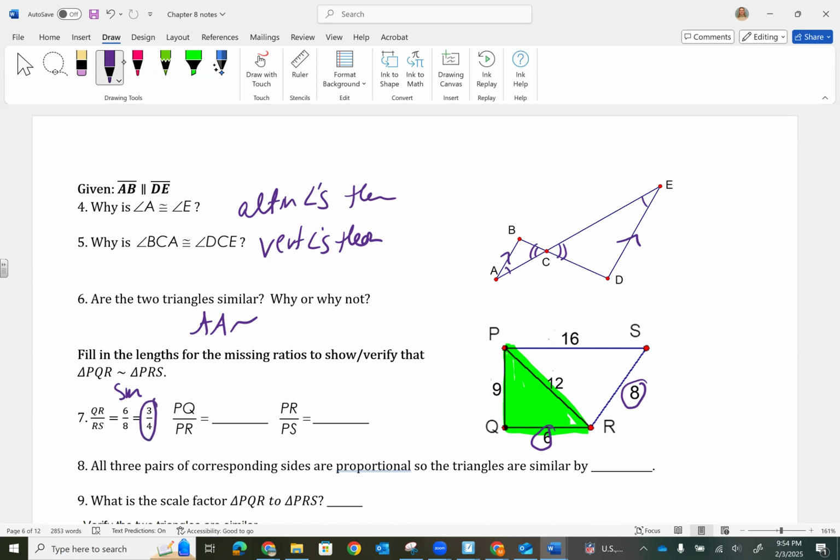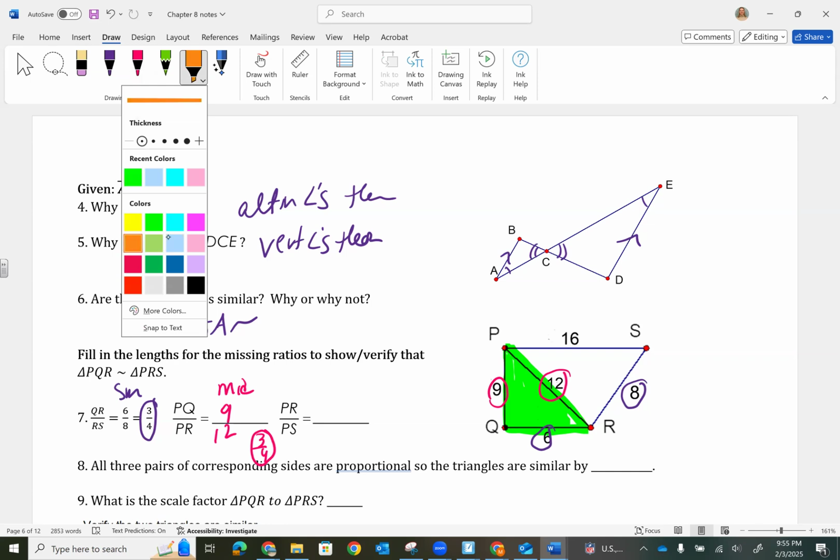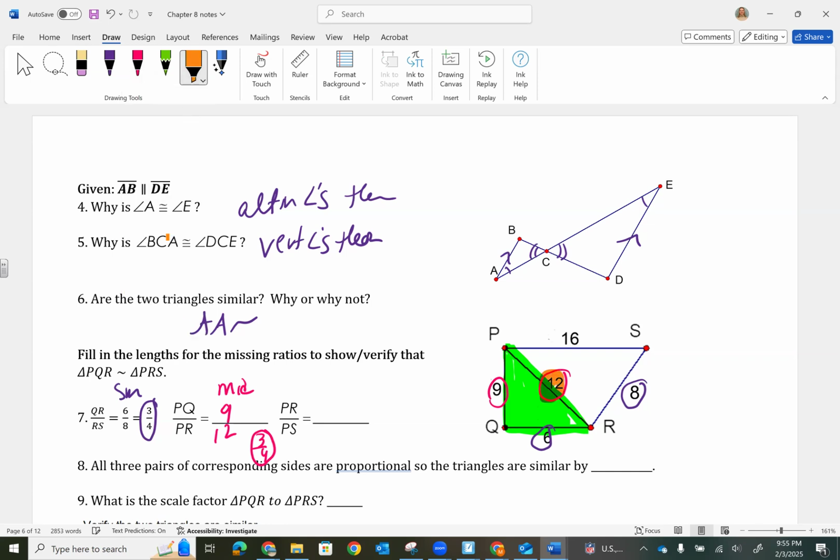That is right. And then the middle sides, in this small triangle, would be 9. And of the other triangle, the middle side length would be 12. So it'd be 9/12. And that does reduce to 3/4. And then on the bigger lengths, okay, the longest sides of each of these would be 12 on the small one and then 16 on the big one. So you do 12/16, and that reduces to 3/4. So would the two triangles be similar? Yes. Why? Side, side, side similar.